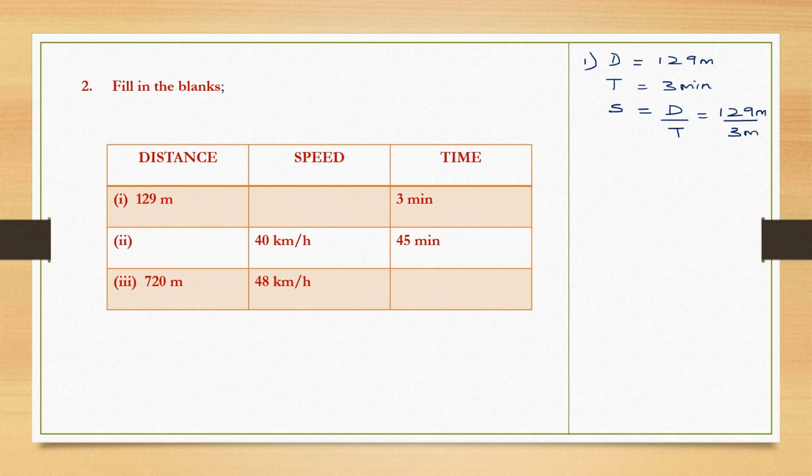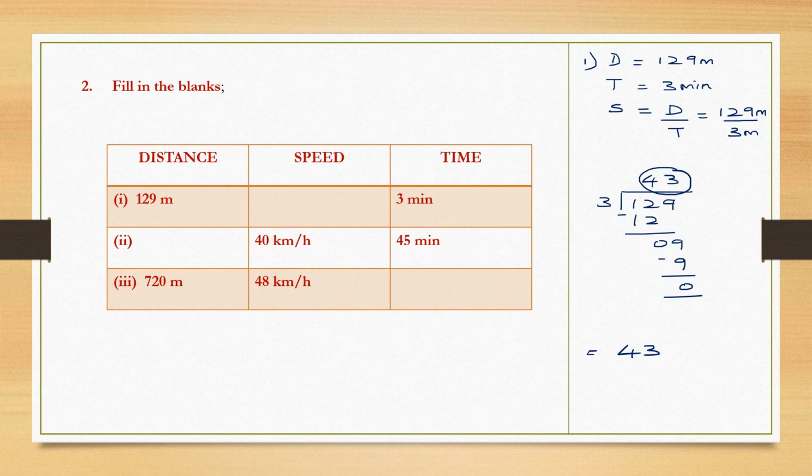So we just have to divide this 129 by 3. So let's divide that 129 by 3. 3 fours are 12 minus, bring down 9. 3 threes are 9. So we have minus and then 0. So now our quotient is 43. So we have found the speed to be 43.